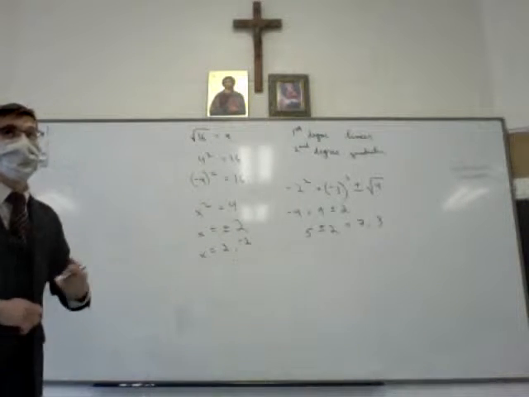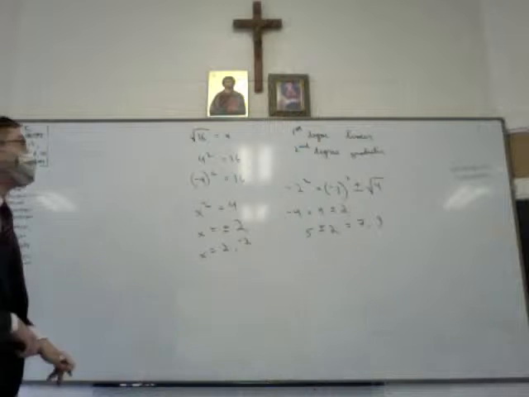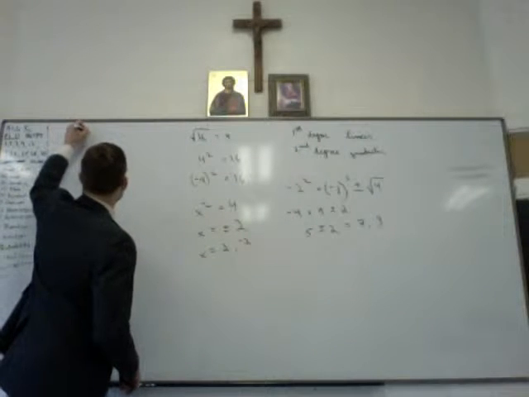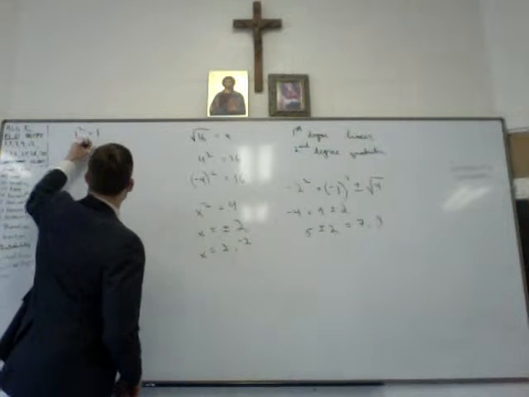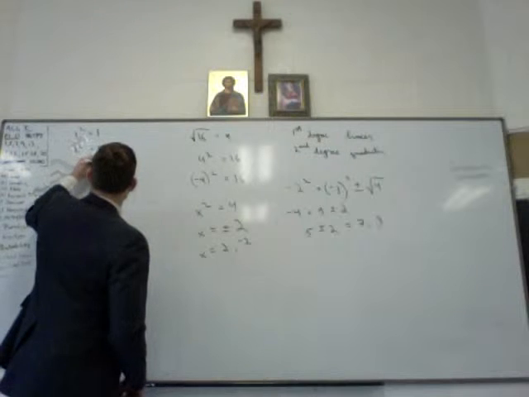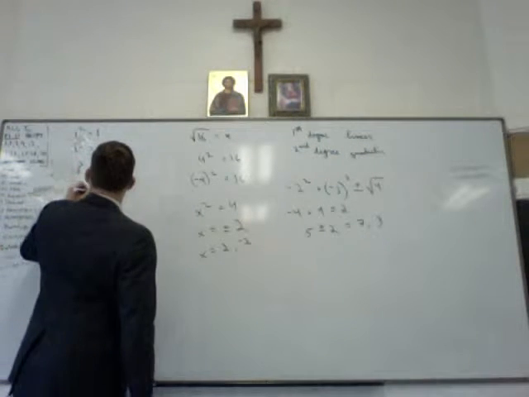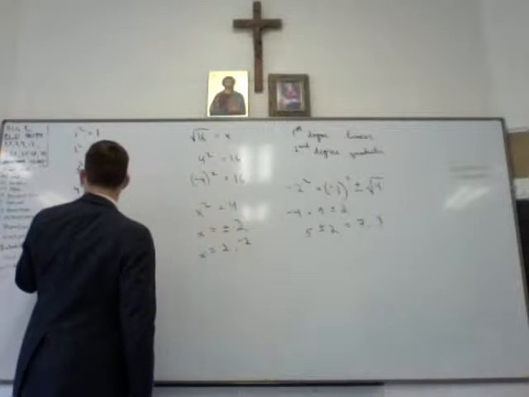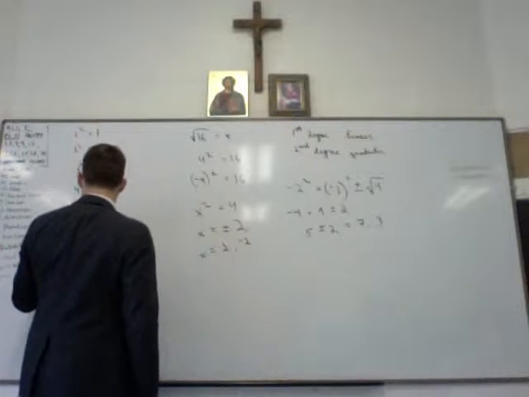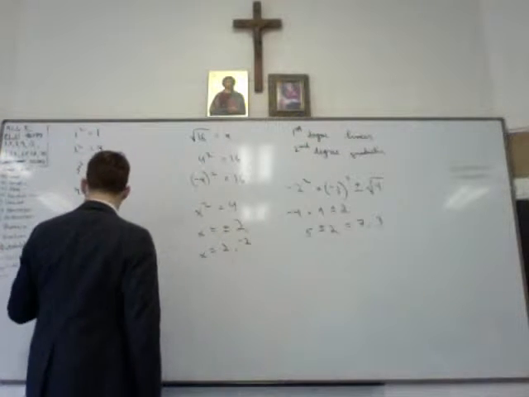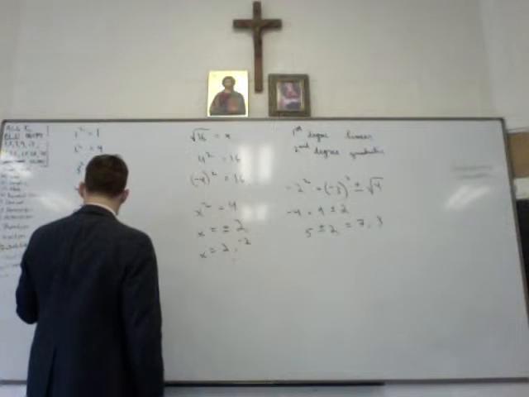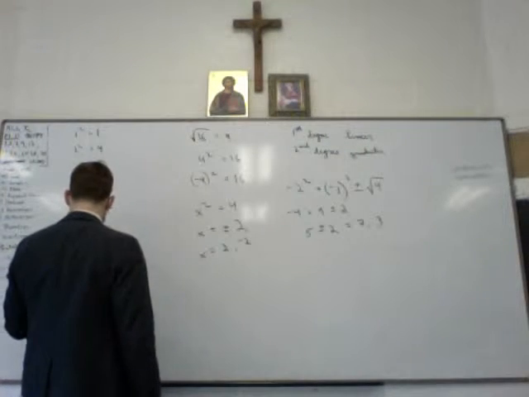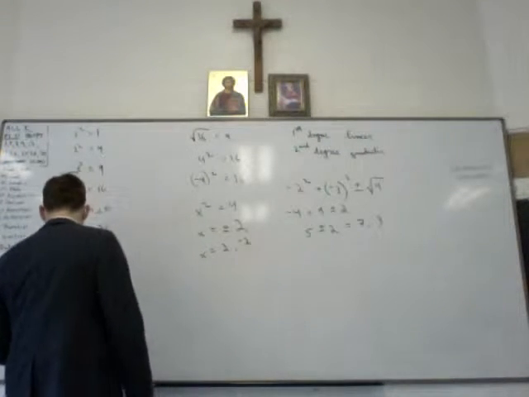What's the first perfect square? Yeah, it's 1, because 1 squared gives us 1. What about 2 squared? 4. 3 squared? 9. 4 squared? 16. 5 squared? 25. 6 squared? 36. 7 squared? 49. 8 squared? 64. 9 squared? 81. 10 squared? 100.